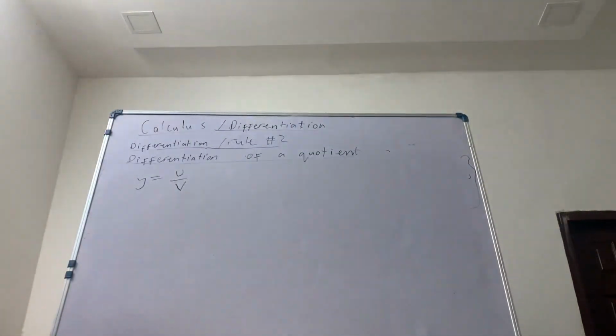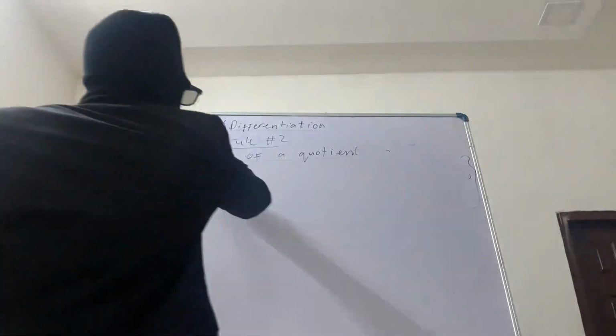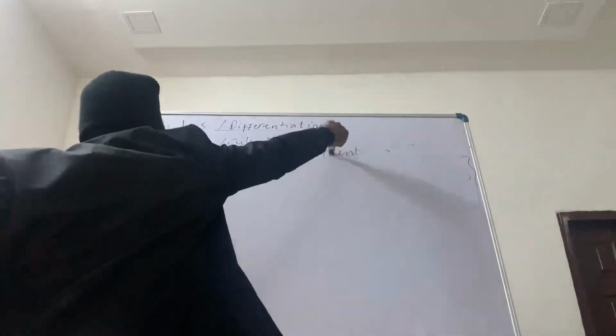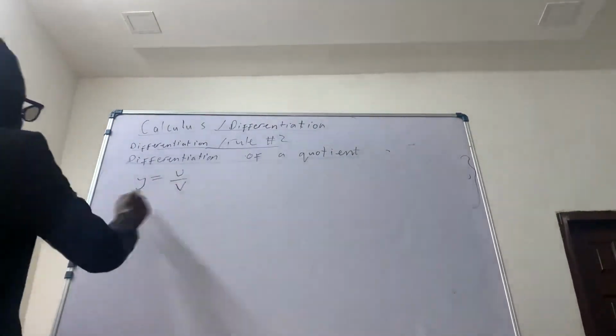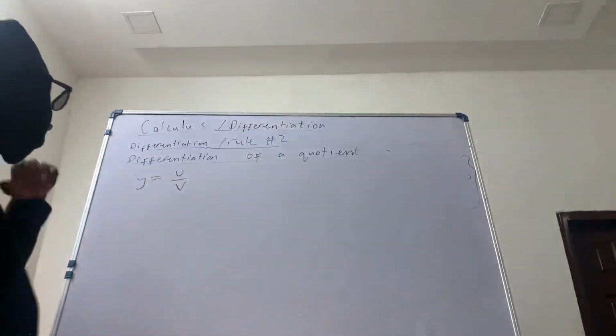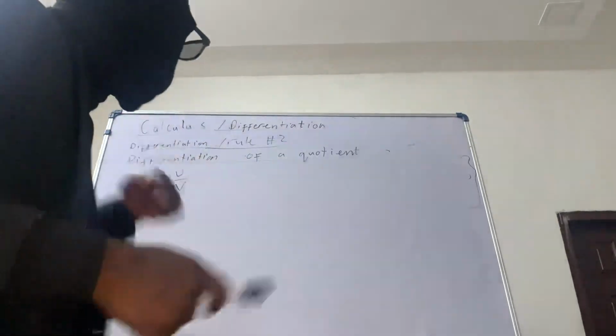Rule number two, differentiation of a quotient. What do we mean by a quotient? This is what we mean by a quotient. It's just a fraction. So how are we going to differentiate this using the rule?